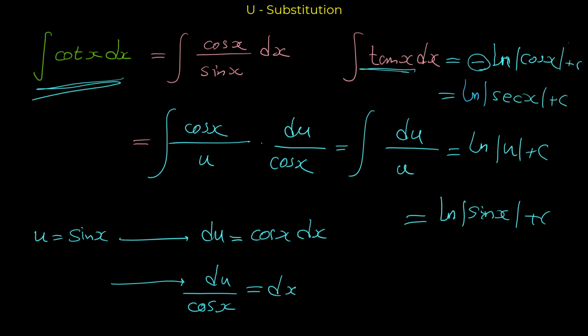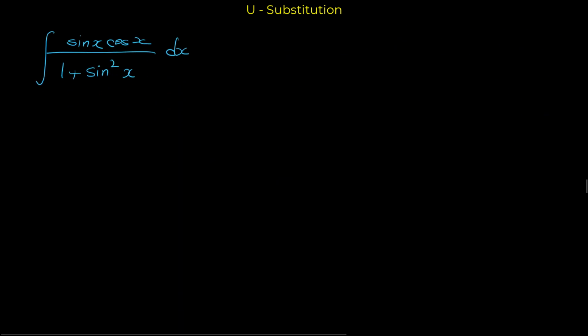So integral of tangent is negative ln of cosine x, or ln of absolute value of secant x. It's up to you which form you like more to memorize. And if you don't like to memorize, simply remember the process. Now look at this example. Integral of sine of x times cosine x over 1 plus sine squared x. This seems a little challenging question.